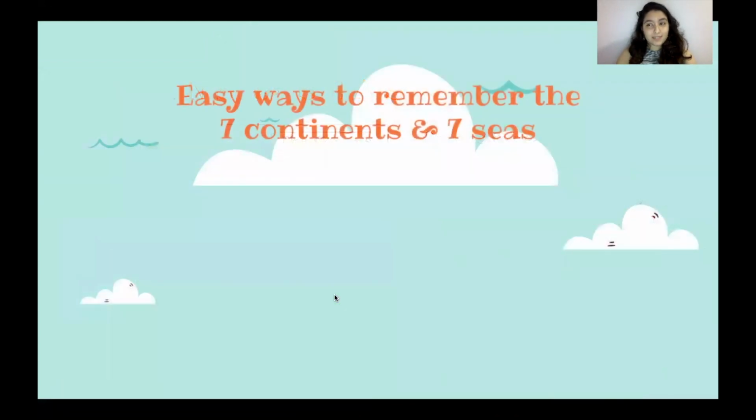I know it's a little bit confusing to try and remember the 7 continents and 7 seas, but I have some easier ways for us to remember them.